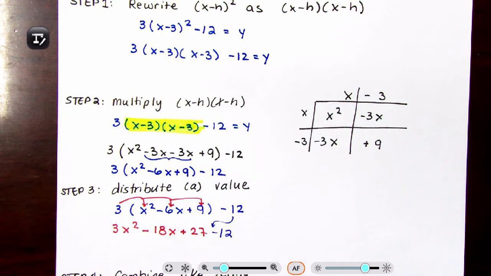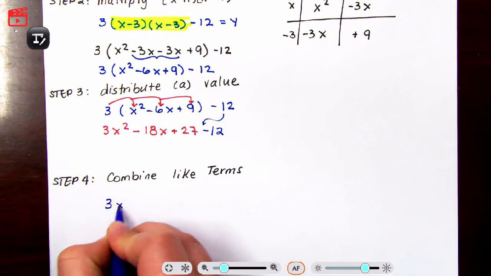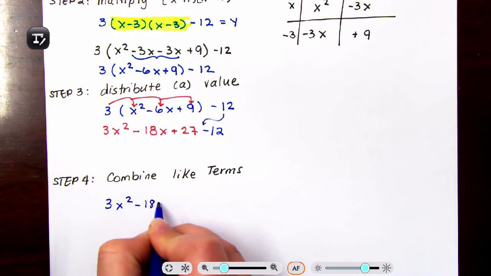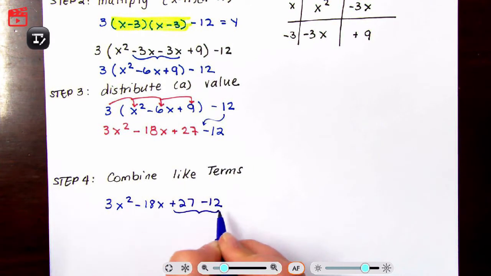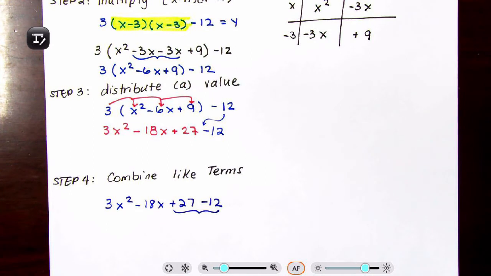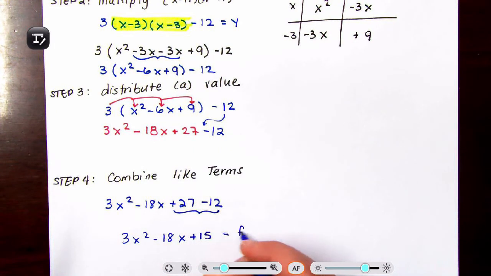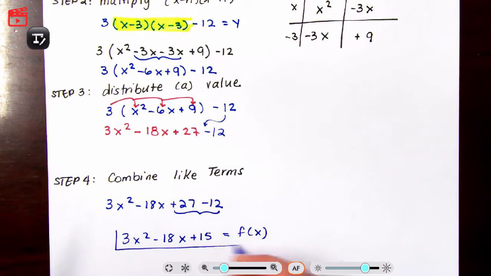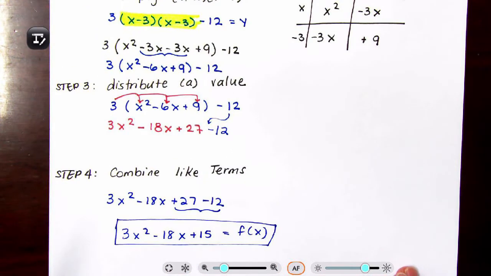Step number 4 is to combine like terms. So I'm going to rewrite this all once more. 3x squared minus 18x plus 27 minus 12. And I'm going to combine these. So 27 minus 12 gives me 15. So I have 3x squared minus 18x plus 15, and that's equal to either f of x or y. And then that is your equation in standard form.